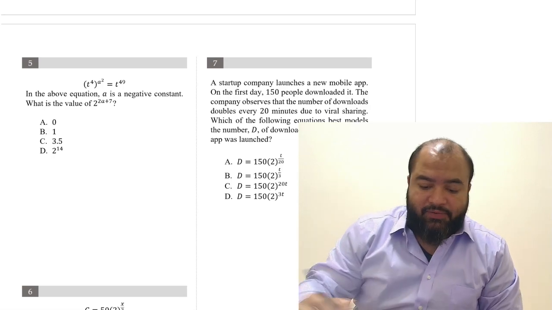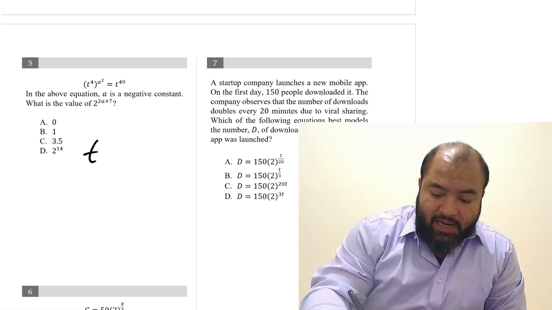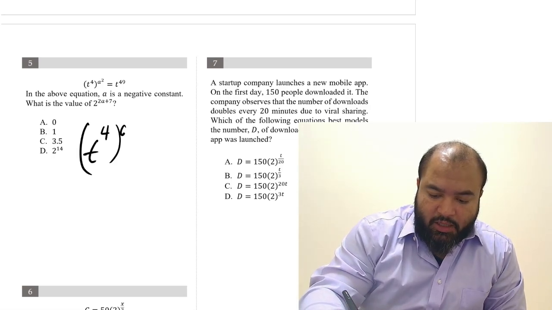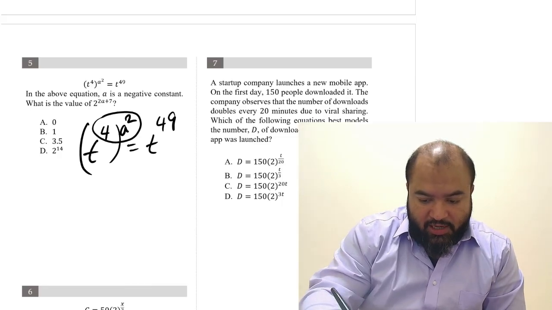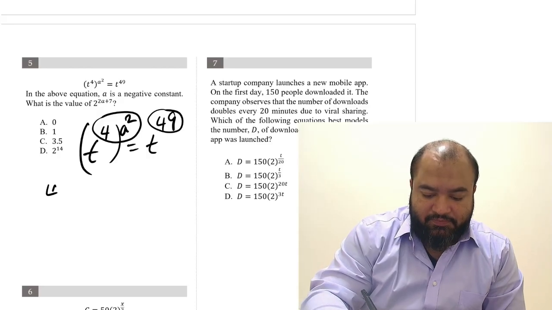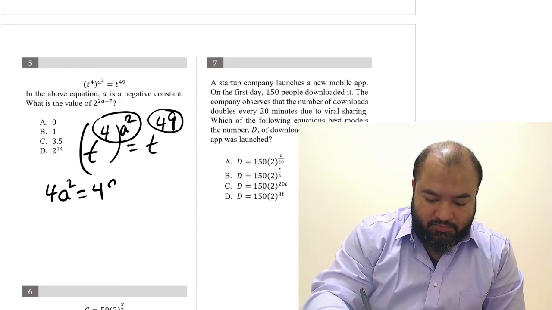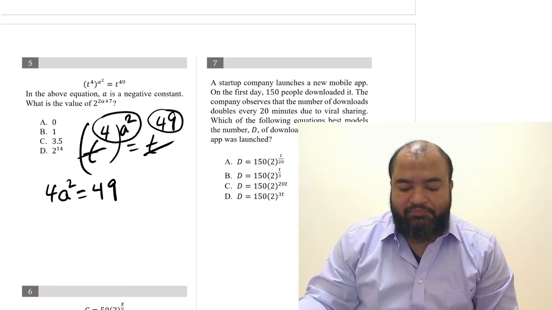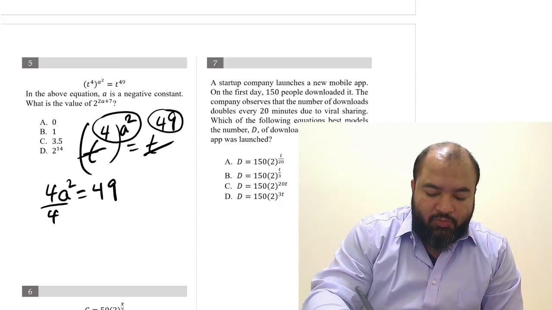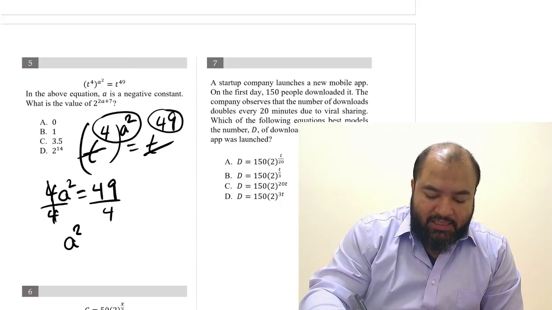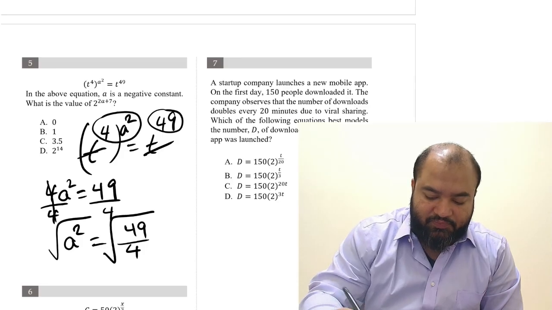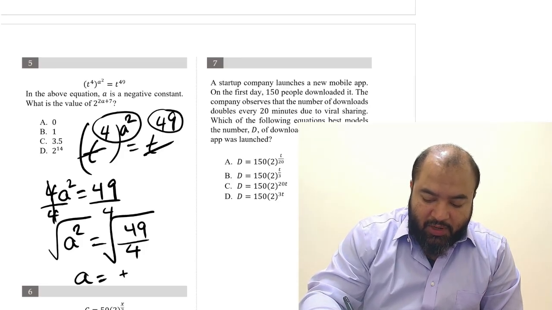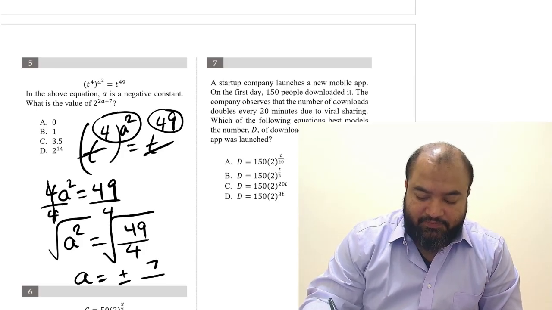Question number 5. So it says t power 4a squared equal to t power 49. So I can say 4a squared is equal to the 49. Right? I can take out the t from both sides. Divide by 4 both sides. A squared equal to 49 over 4. Let's square root both sides. A will be equal to plus or minus 7 over 2.